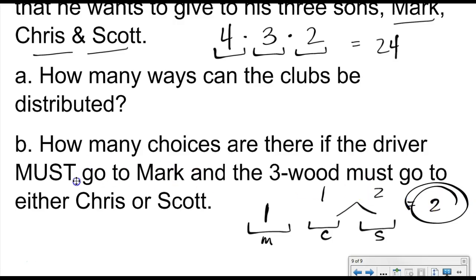It's crazy how just by putting a couple of rules in there, it changes the whole game. So we go from 24 options. Now there's really only 2 ways that can work out.